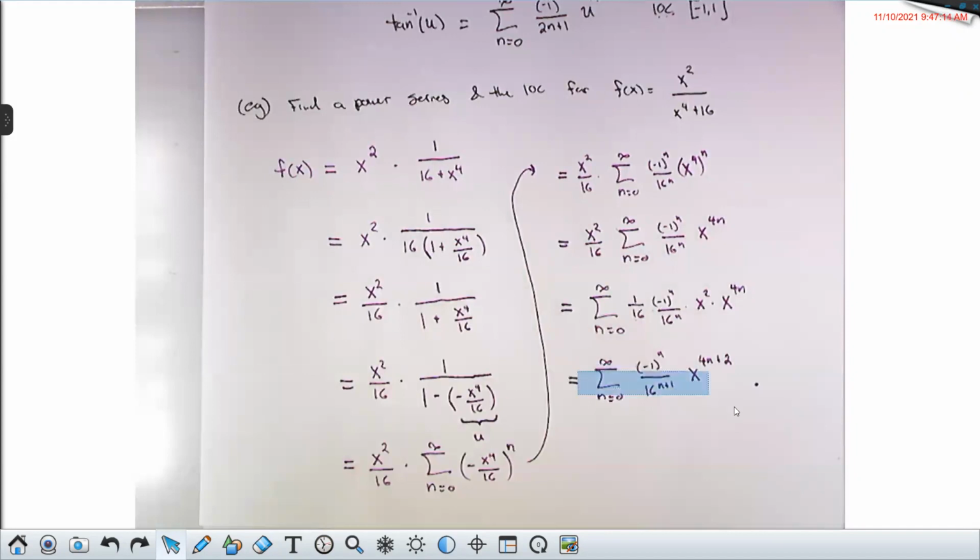This is a power series centered at 0 for this function. Can we simplify the 4n plus 2 to 2n plus 1? Well, you could write it as x to the 2 times 2n plus 1, but I wouldn't. Like, you could factor a 2 here, but then that's not going to go away. So I would just leave it like that.